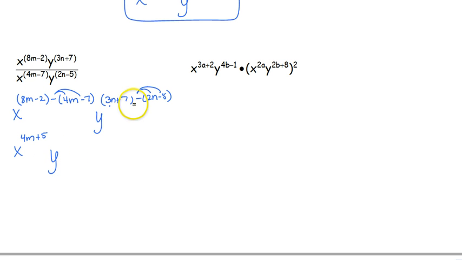And then our y, 3n minus 2n leaves us with 1n. 7 minus a negative 5. Minus a negative 5 means we're adding 5. So that's n plus 12.